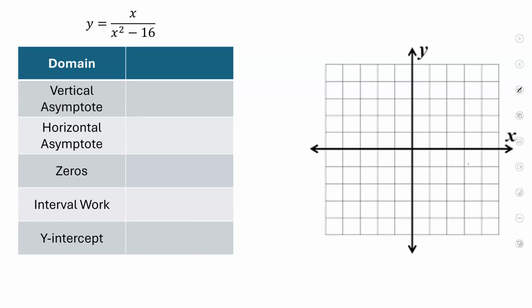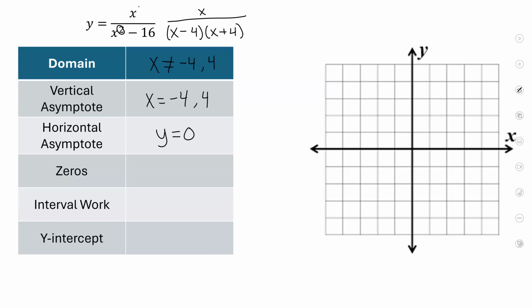We're going to factor the denominator so that it's easier to tell what my domain and my vertical asymptote is. So I cannot have -4 or a +4 in my denominator, or else it'll give me 0. So my vertical asymptotes are at -4 and 4. My horizontal asymptote is at 0 because the degree in the denominator is larger than the degree in the numerator. So it'll be y equals 0.